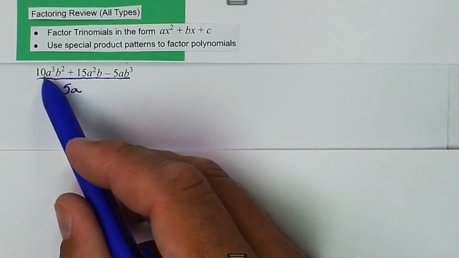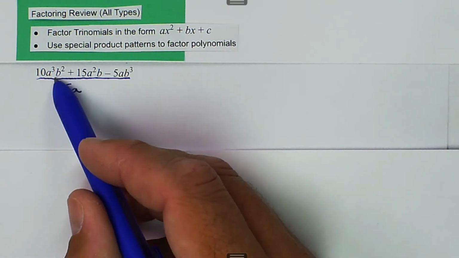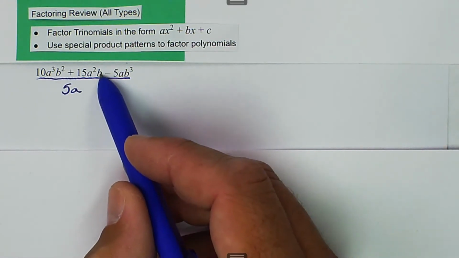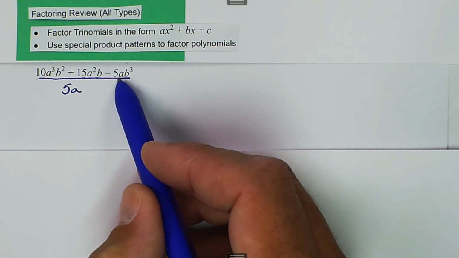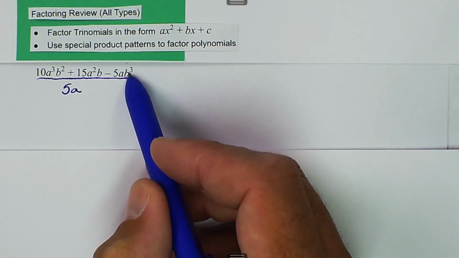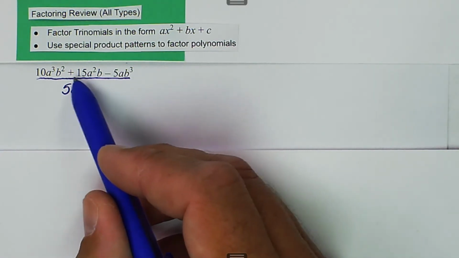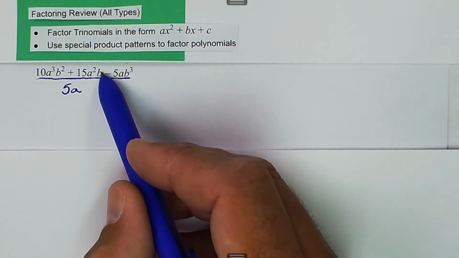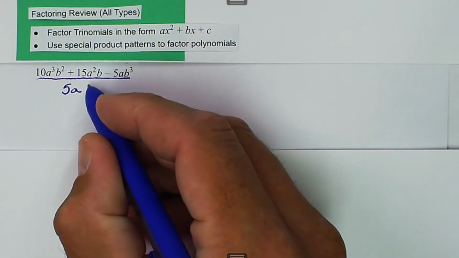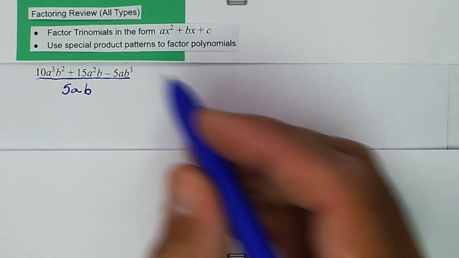And the same thing, we look to see if there are any more variables. Here we have a b squared. Here we have a b to the first, and here we have a b cubed. So again, the smallest degree is something that we can factor out. So the smallest degree is right here. That's b to the first.